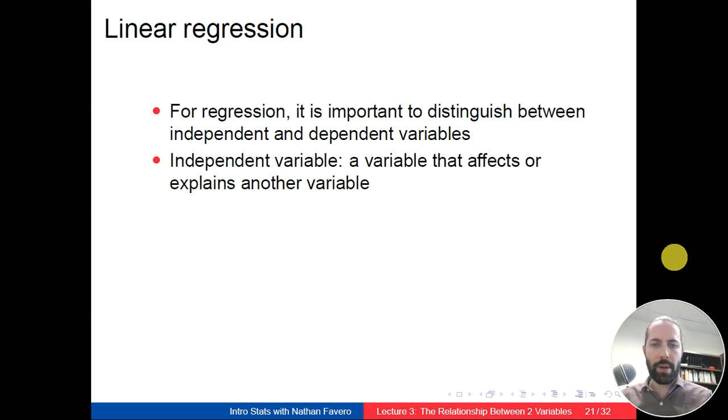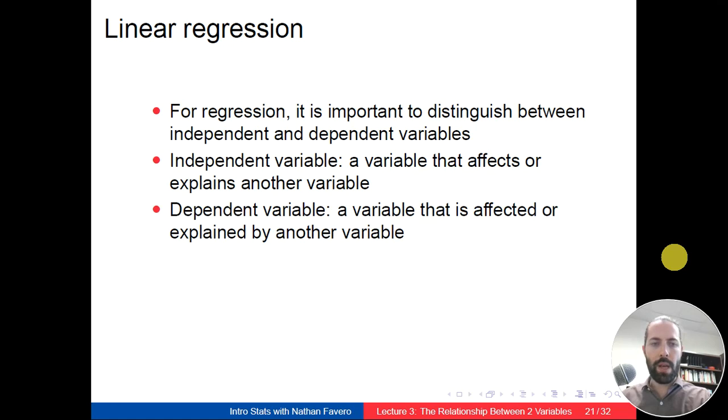Well, an independent variable is a variable that affects or explains another variable, while the dependent variable is the variable that is being affected or being explained by another variable. Up till now, we haven't worried about whether, when talking about an association between two variables, one causes the other. But now we may want to start to think a little bit about whether one comes first or is a potential cause of the other.